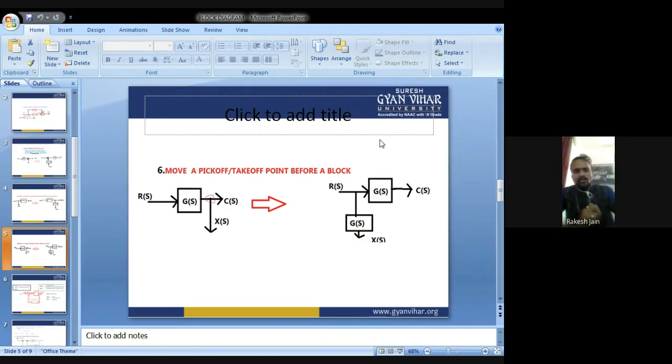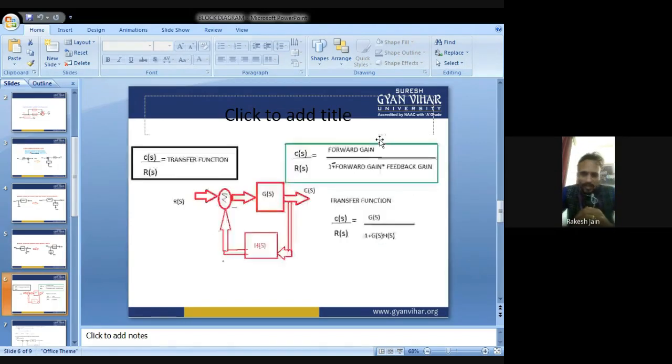And remember one more thing, that as I told you, the transfer function CS upon RS is equal to forward gain upon 1 plus or minus forward gain multiplied by feedback gain. But remember, if the feedback comes with the negative sign, then we have to use a positive sign in this formula. If it was negative feedback, then we use a positive sign in the formula. If it was positive feedback, then we use a negative sign in the formula. That's all. Now we just see some simple numerical and some complex numerical.